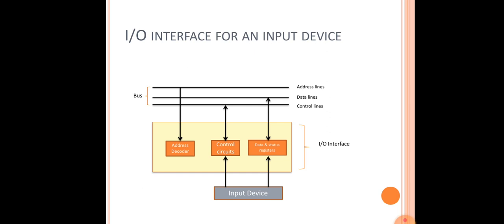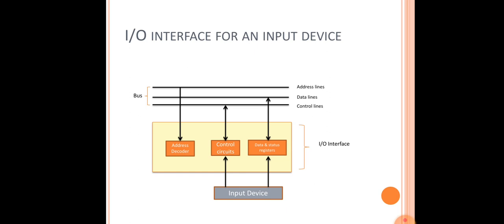Next is IO interface for an input device. Here the three set of lines comprising the bus is shown separately. That means the address line, data lines and control lines. Each of the input output devices having a IO interface which is composed of three different modules: address decoder, control circuits, data and status registers.